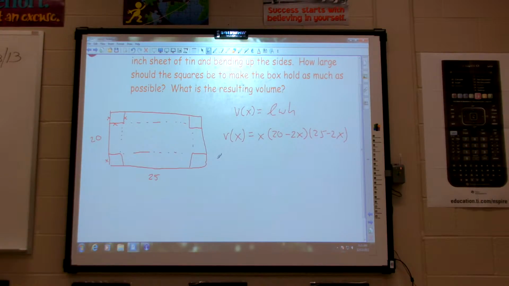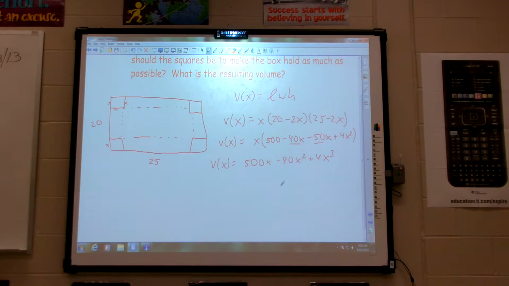So, let's multiply this out. V of x will be x times 500 minus 40x minus 50x plus 4x squared. Can I go ahead and combine and distribute at the same time? 500x minus 90x squared plus 4x cubed. With me there? I just combine these to get negative 90 and distributed. Now that I have my equation with one variable, what do we do? First derivative test, okay? So v prime is 500 minus 180x plus 12x squared.